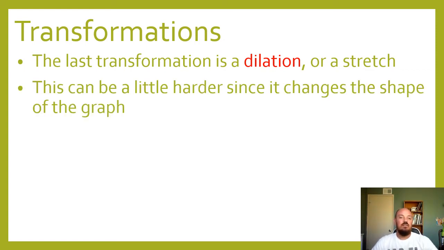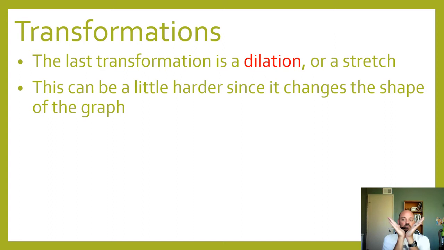And to me, this is probably the hardest transformation because it's what we call a non-rigid transformation. It actually changes the shape of the graph. The translation's easy because it just moves, but it stays the same. The reflection, that's medium. It flips, but it still stays the exact same shape. This is going to change the shape.